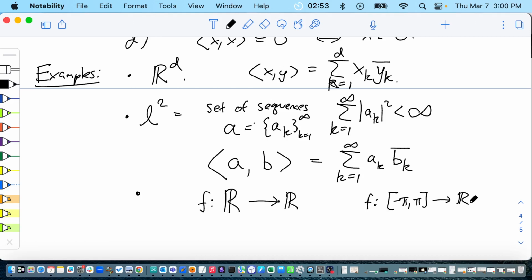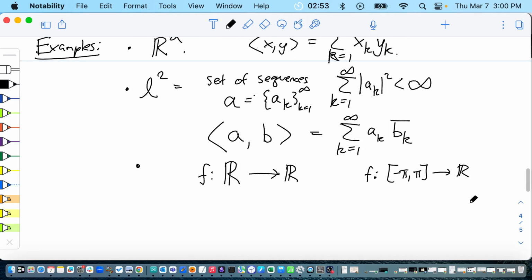Okay. So that's a space of functions. That is the vector space we've been studying since day one. What is the inner product? So if you have f and g, how do you do f and g? What would that be?